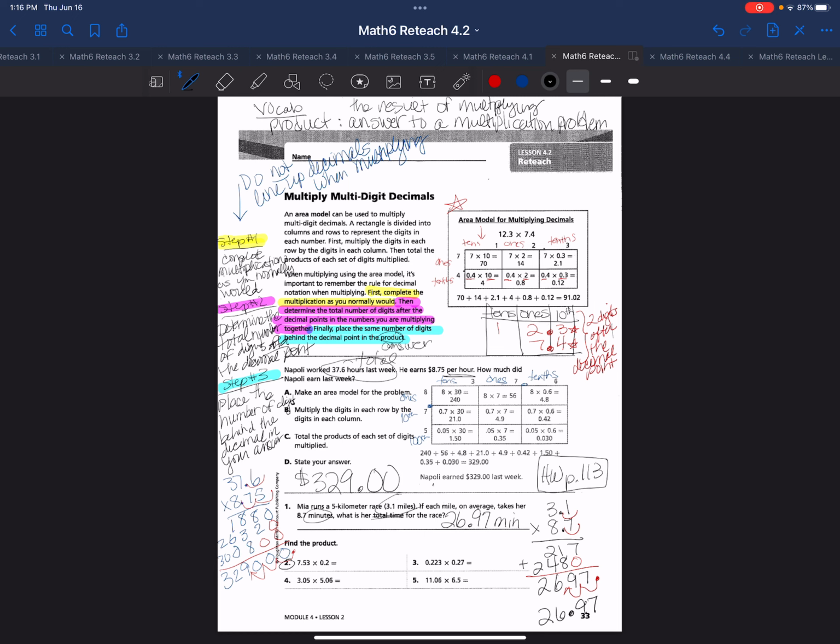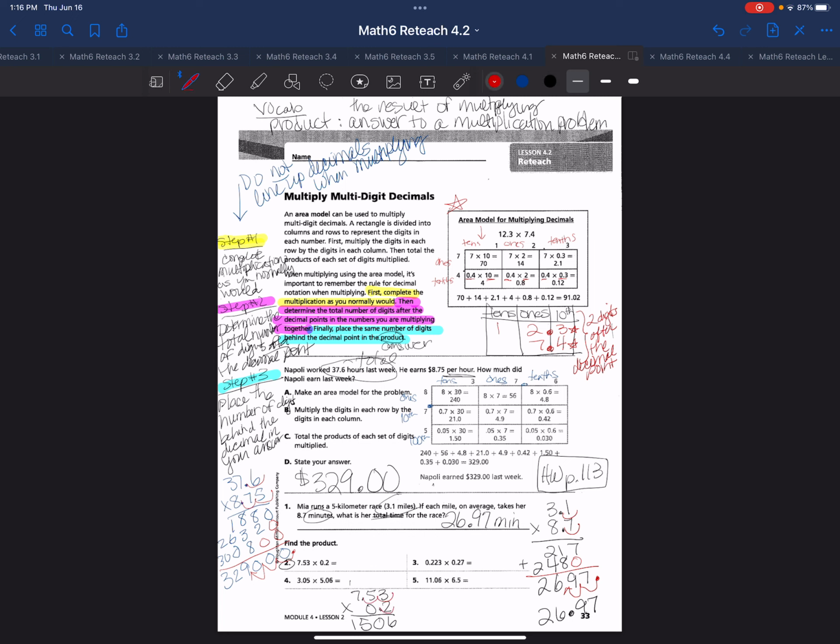Okay, so if I have 7 53/100 times 2/10. 2 times 3 is 6. 2 times 5 is 10. 2 times 7 is 14. Plus 1 is 15. Okay, I need to count how many digits I have after.